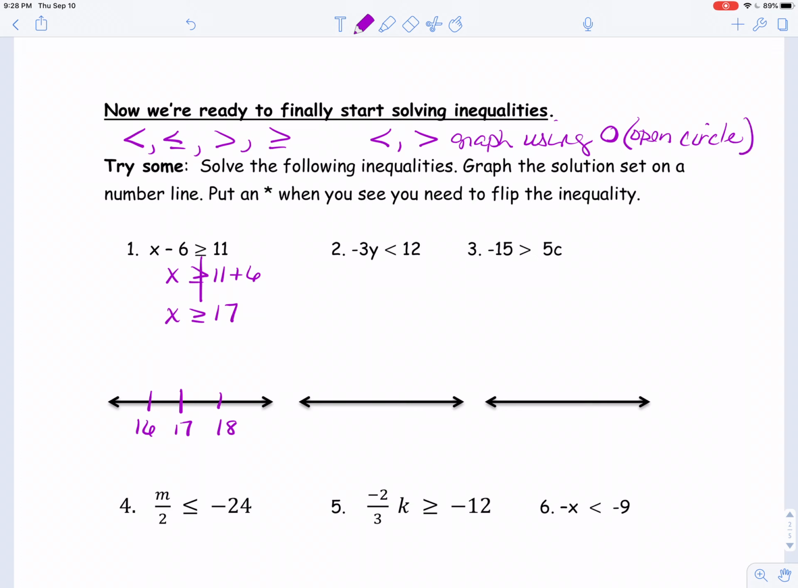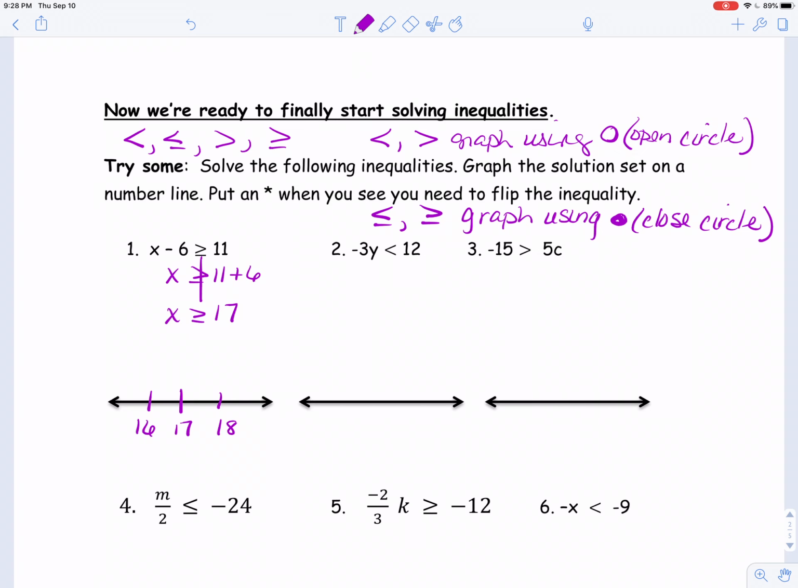That shows that the number is not actually included. There's no equality there. If you have a less than or equal to or a greater than or equal to, when you graph, you're going to use a closed circle. And that shows that there is equality. It can actually be that number that it's sitting on.